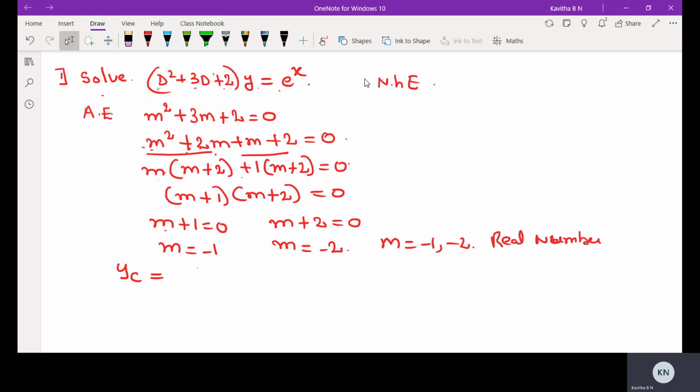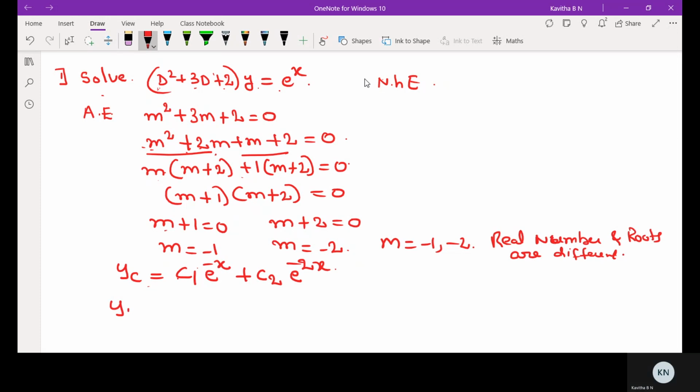Real numbers and roots are different. Okay, roots are different. Then YC is equal to C1 e to the power of minus x plus C2 into e to the power of minus 2x. Then YP. Okay, we need to find the YP.